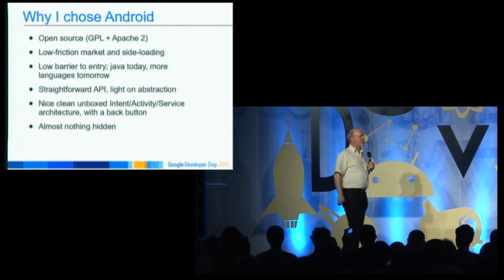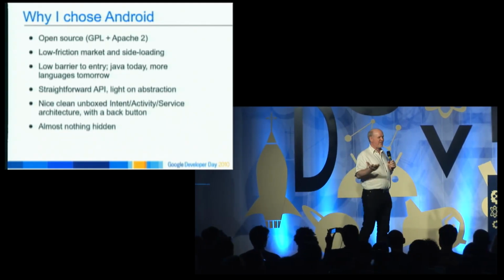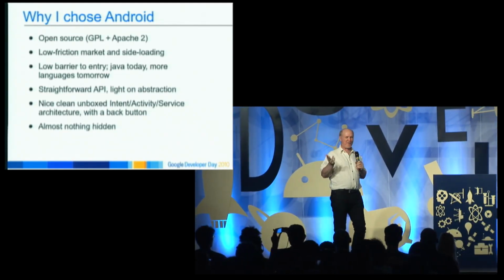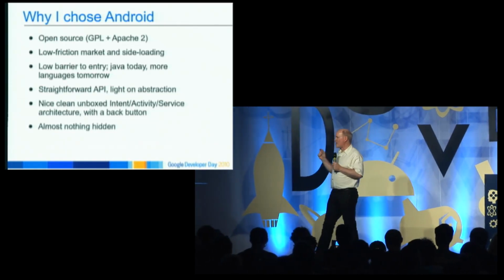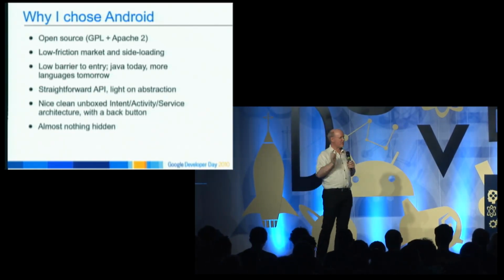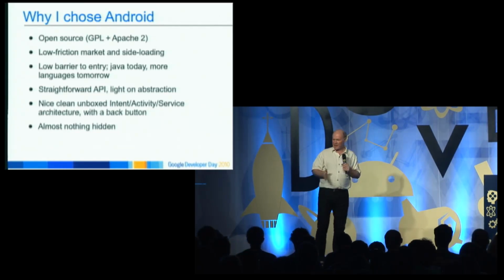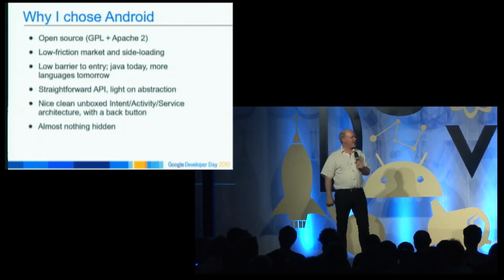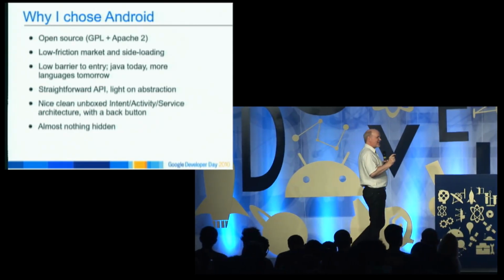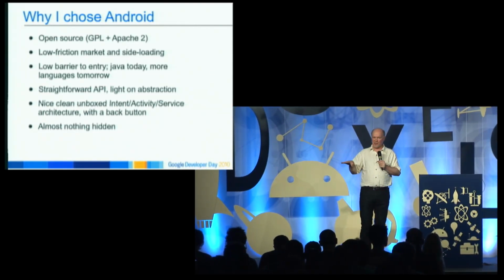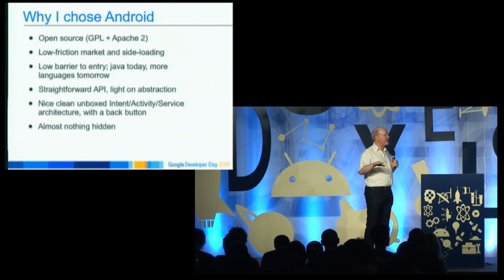The Android API is really nice. It's not like the big enterprise APIs where you have factory methods and lots of abstractions. The intents and activities and services are really well designed. They're slick, they're easy, they're beautiful, they're nice to work with, and maybe most important, nothing is hidden. Anything the phone can do is accessible via the API.